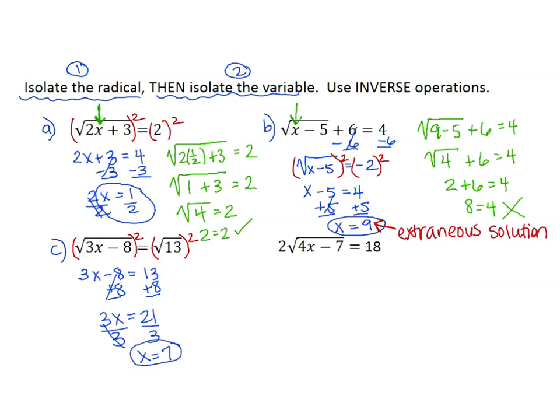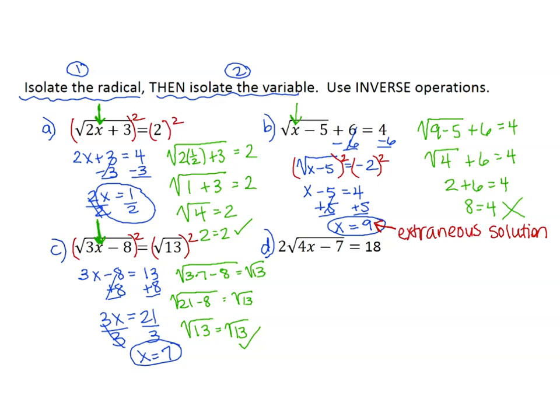And then, of course, got to take that extra step of plugging the 7 back in right here. So we will have the square root of 3 times 7 minus 8, and we have to see if that equals the square root of 13. Well, 3 times 7 is 21, and 21 minus 8 is 13. So it does check out. So our solution is indeed 7.